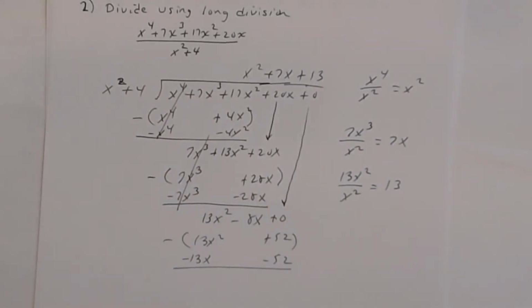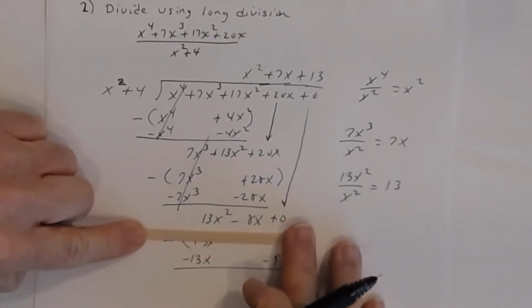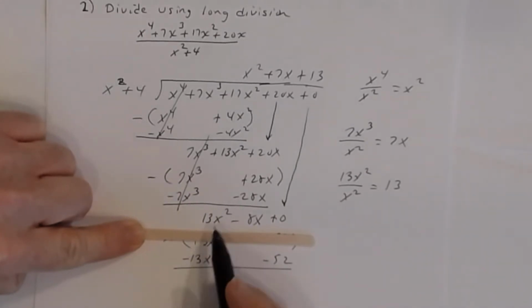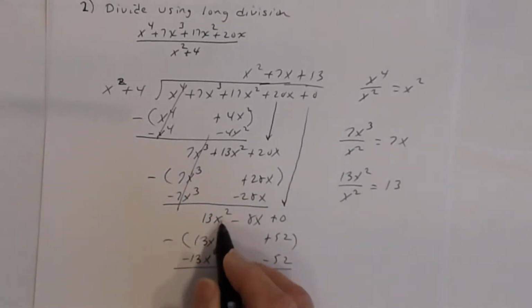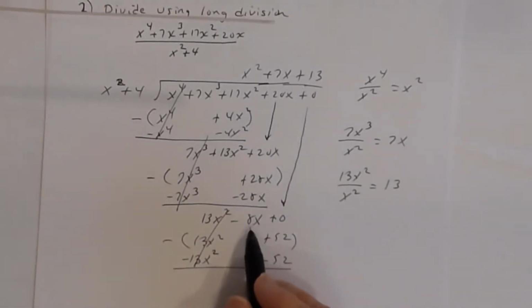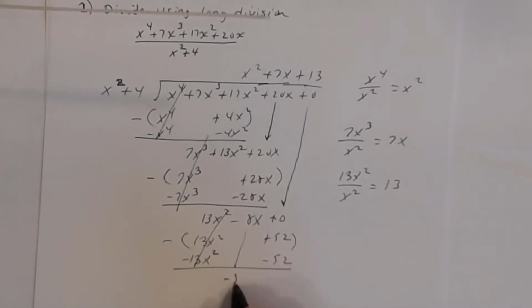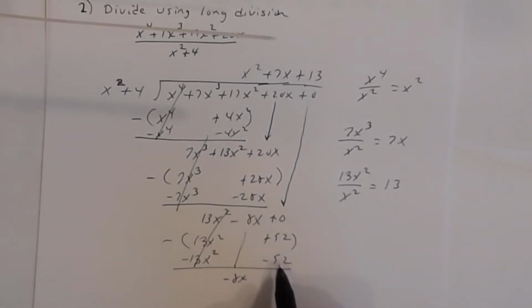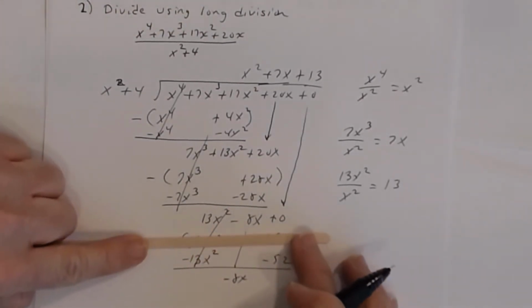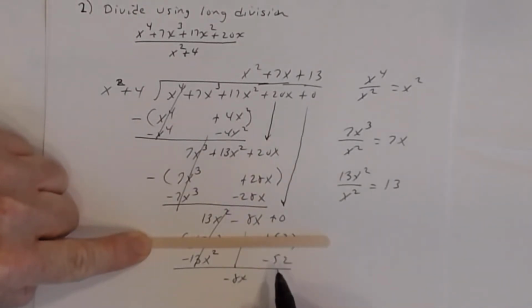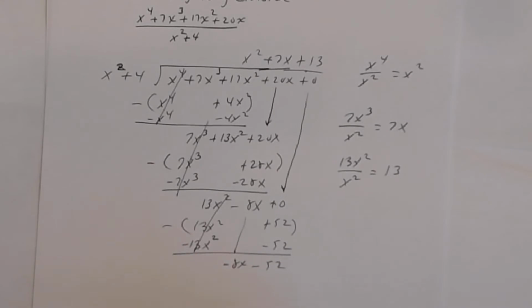All right, and then you're going to add these. If you're doing this correctly, these have to become 0. 13x squared and negative 13x squared, excuse me, is 0. Don't forget about this negative 8x, just bring it down. And then 0 and a negative 52 is a negative 52. And then remember, you cannot go any further.